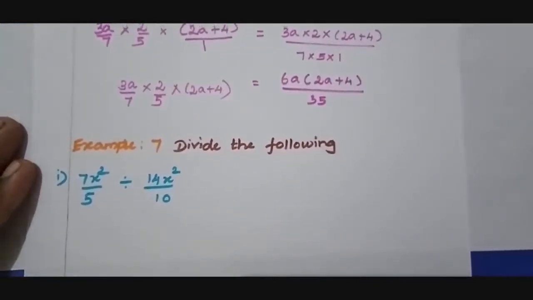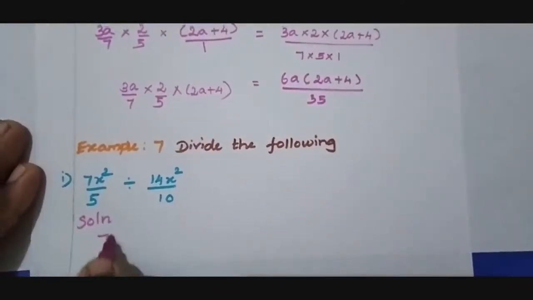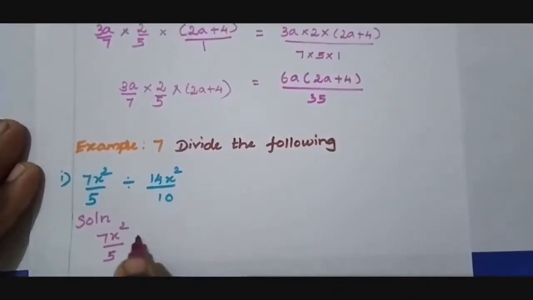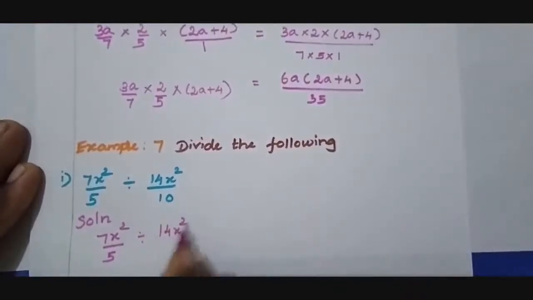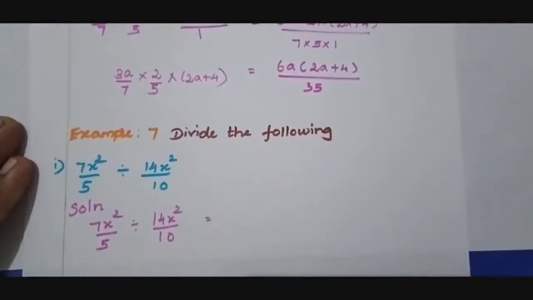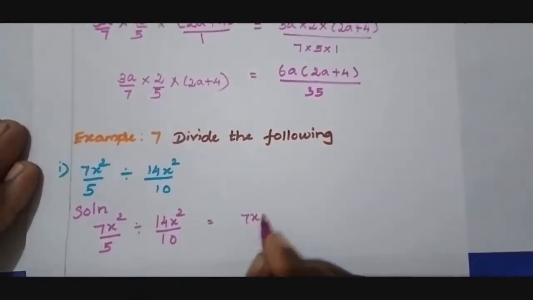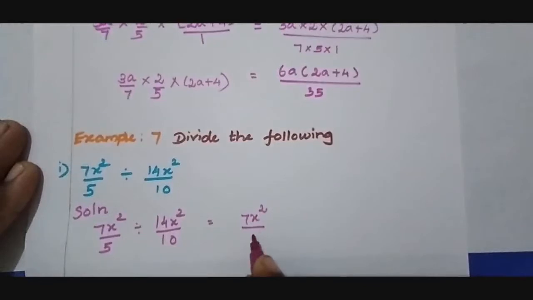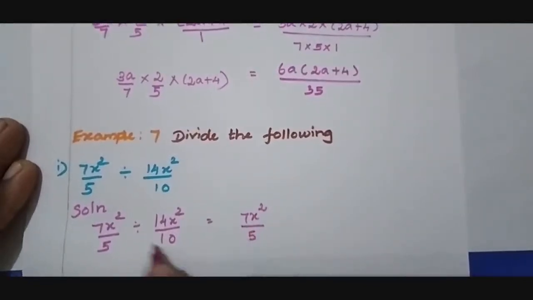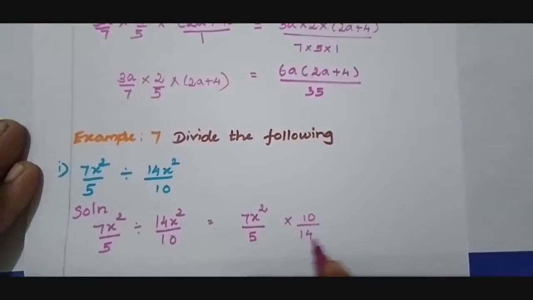Divide the following. 7x square by 5 divided by 14x square by 10. So how do we solve this one? Yes, to divide two fractions, multiply the first fraction by the reciprocal of the second fraction. So write the first fraction as such. So what is the reciprocal of 14x square by 10? Yes, the reciprocal of 14x square by 10 is 10 by 14x square.